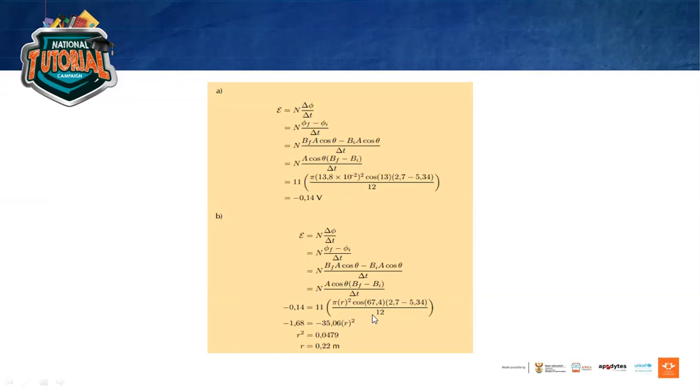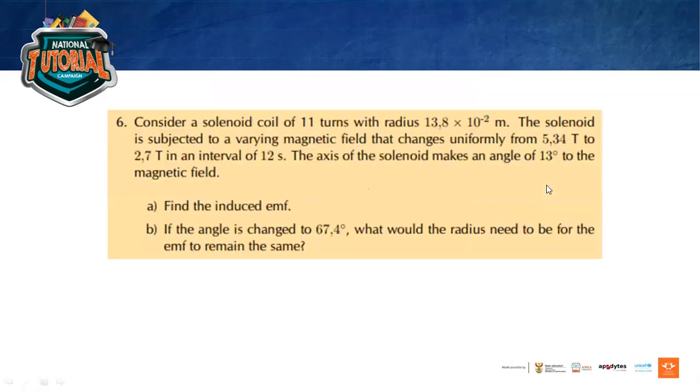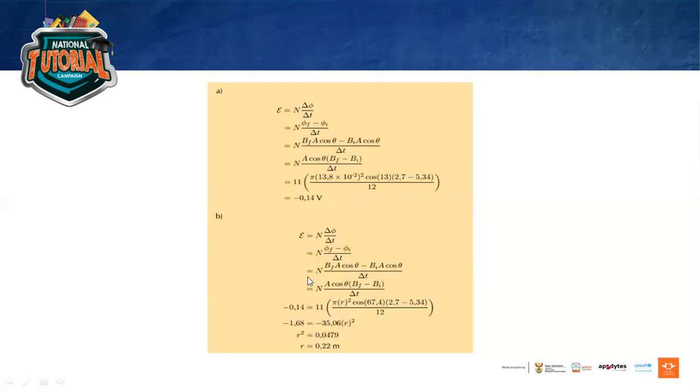And then you put everything in there, but now we're going to change the angle. The angle there was 13, and now it's 67.4, because it says if the angle is changed to 67.4, what would the radius need to be for the EMF to remain the same? So for it to be equal to minus 0.14. It's just a few changes that you're making, but the only problem would be if you got this answer here incorrect, okay? And then this is how you would find your radius.